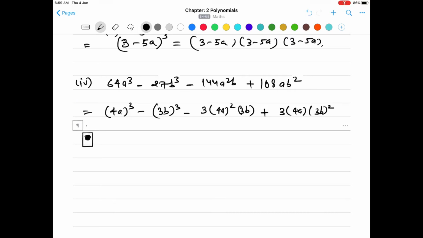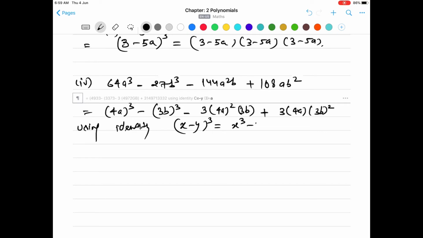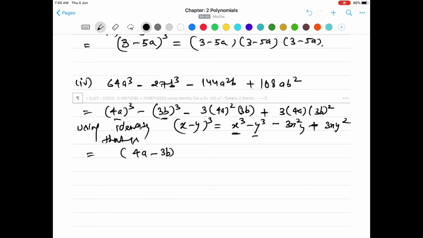So now, using the identity, we'll use again x minus y whole cube, given by x cube minus y cube minus 3x square y plus 3xy square. So x here is 4a and y is 3b. So this can be written as 4a minus 3b whole cube, and the factors will be 4a minus 3b into 4a minus 3b into 4a minus 3b.